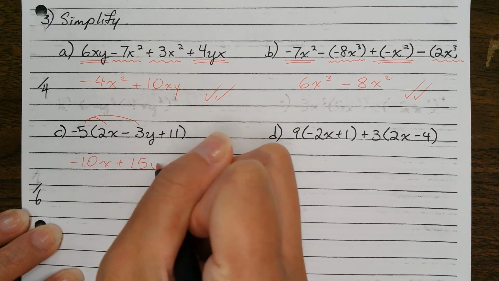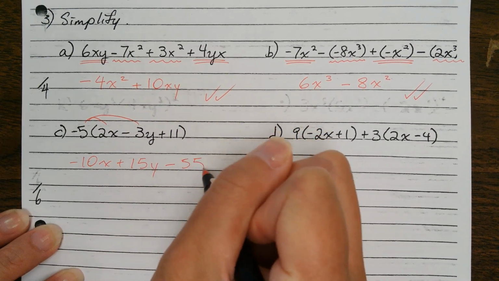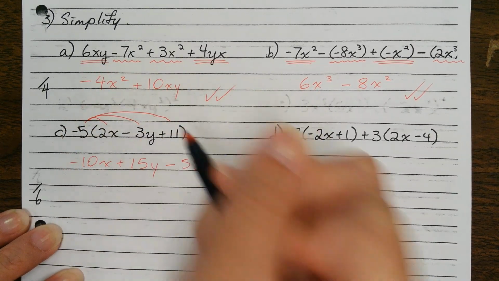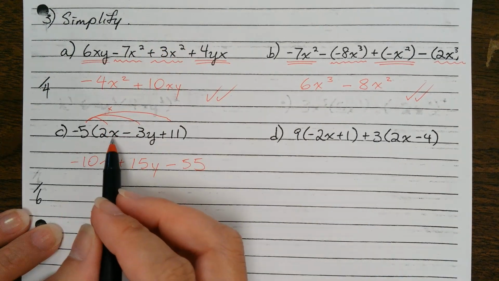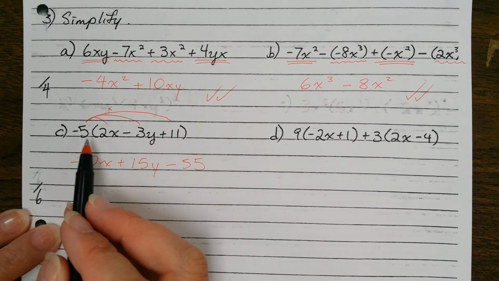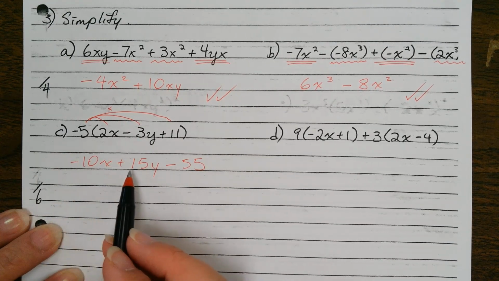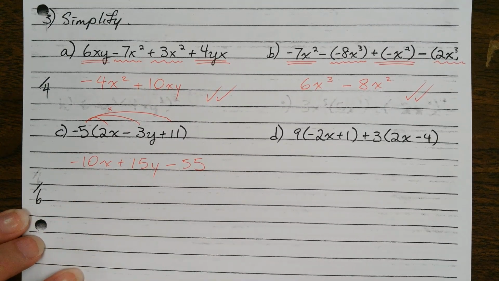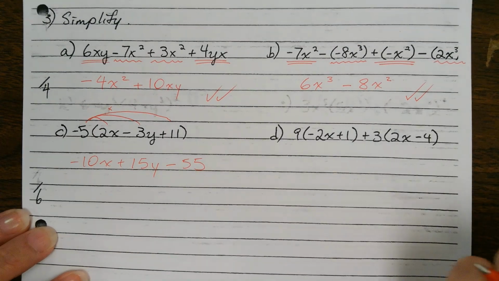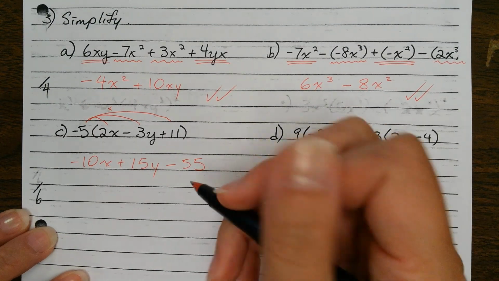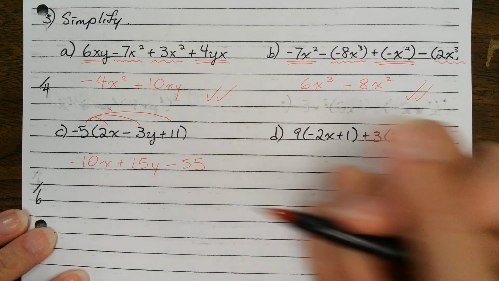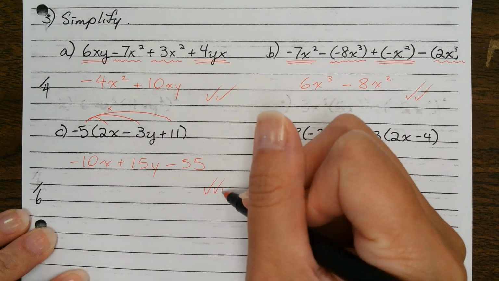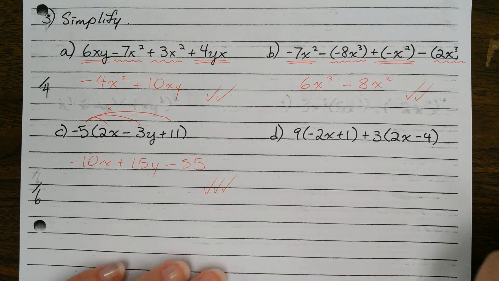C, Brian. Negative 10x minus 55. Plus 15y minus 55. Perfect. Okay, distribute. So you have to multiply the negative 5 to everything inside the bracket. Keep in mind, negative, negative makes a positive. Okay? So that's, okay, so, oh, wow, okay. 3 marks for 3 terms.